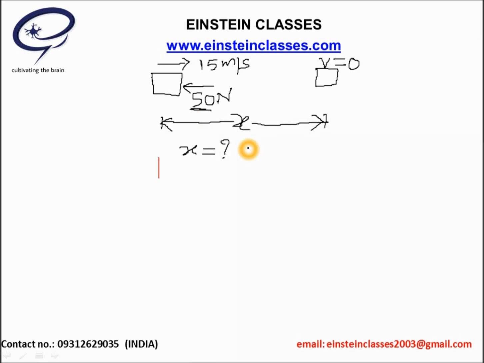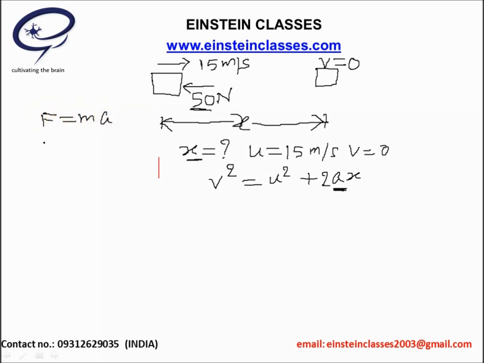In this problem, the initial velocity of the block is 15 meter per second. Final velocity of the block is 0. To calculate the value of x, we need retardation, that means the value of a. As the value of retardation is constant, we can apply v square equals u square plus 2ax. We just need a. To calculate the value of a, apply Newton's second law. According to Newton's second law, force equals mass into acceleration. Hence, a will come out as force divided by mass.